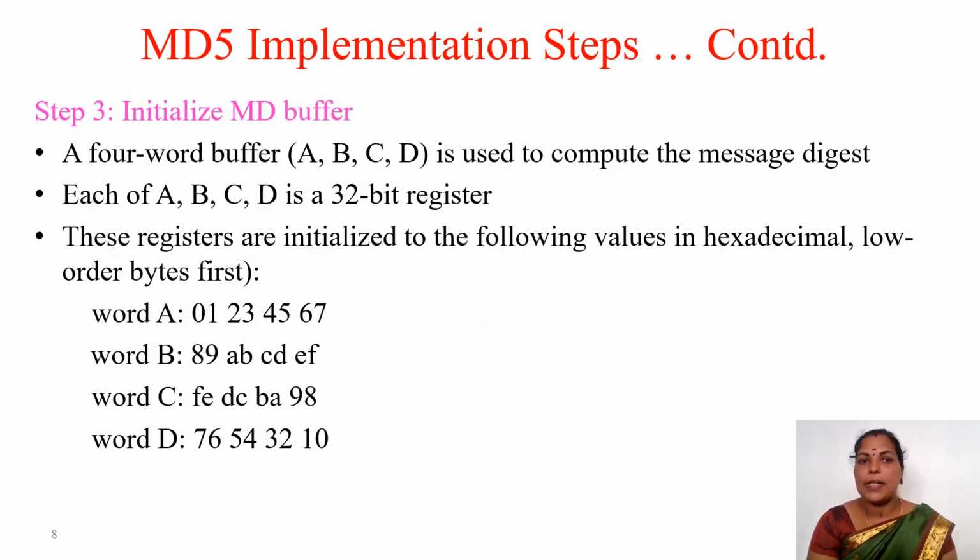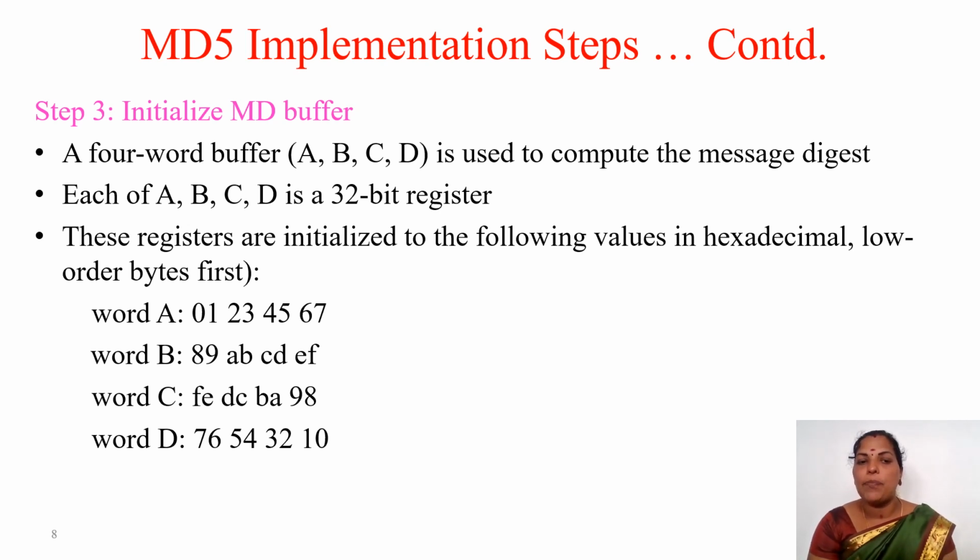Next, the third step is we have to initialize the message digest buffer. Here we have 4 buffers, named A, B, C, D. In SHA also we have seen some registers, buffers. Here also we have buffers. A 4-word buffer is used to compute the message digest, and each buffer is a 32-bit register.